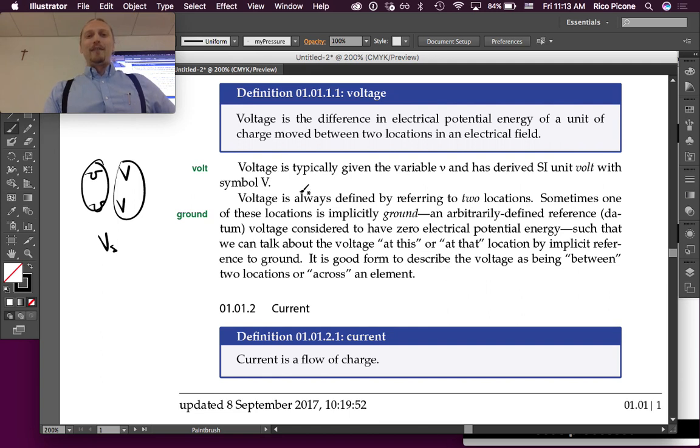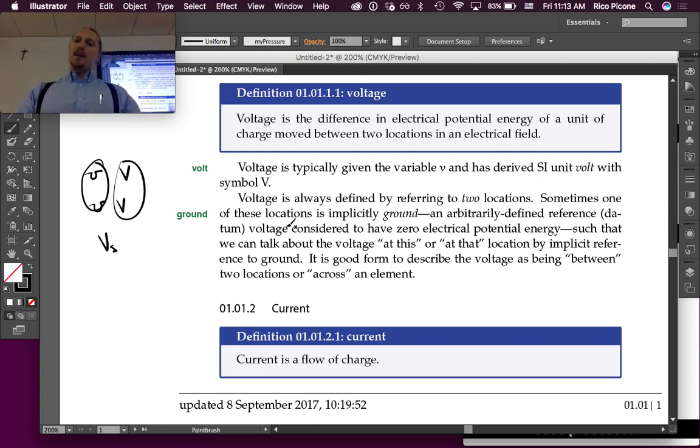All right. Voltage is always defined by referring to two locations. Sometimes one of these locations is implicitly ground. Ground is an arbitrarily defined reference or datum voltage considered to have zero electrical potential energy. Just like in a gravitational field, if you define a certain height to be zero potential energy, and everything is measured from there as far as potential energy goes, that's your datum. So that is what we do also with a circuit.